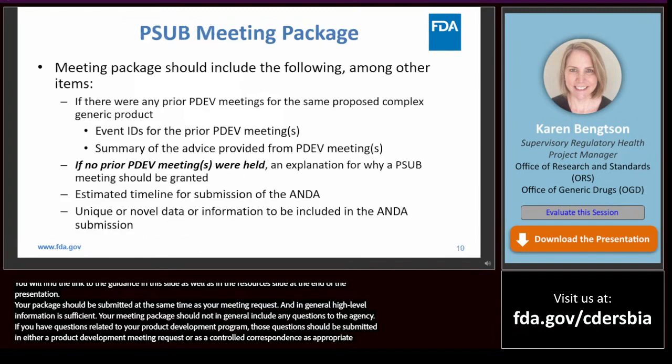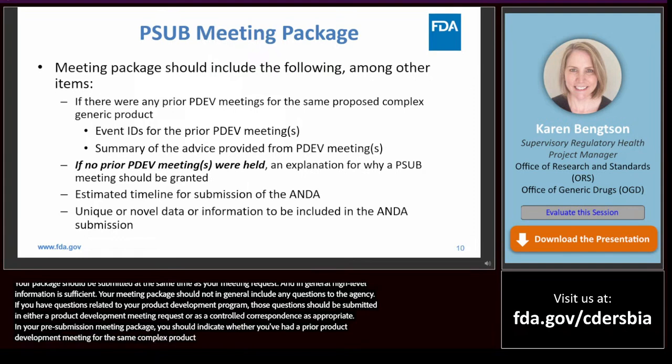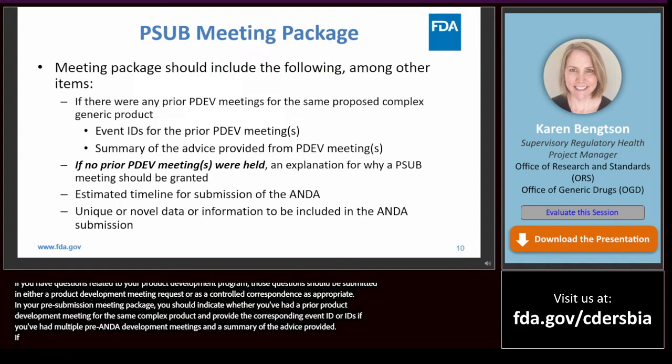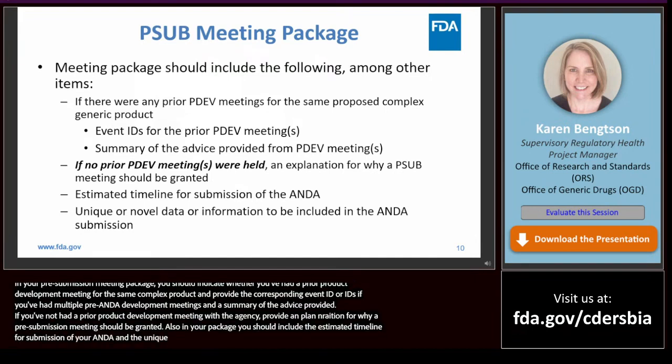In your pre-submission meeting package, you should indicate whether you've had a prior product development meeting for the same complex product and provide the corresponding event ID or IDs if you've had multiple pre-ANDA product development meetings and a summary of the advice provided. If you've not had a prior product development meeting with the agency, provide an explanation for why a pre-submission meeting should be granted. Also in your package, you should include the estimated timeline for submission of your ANDA and the unique or novel data or information that will be included in your ANDA submission.